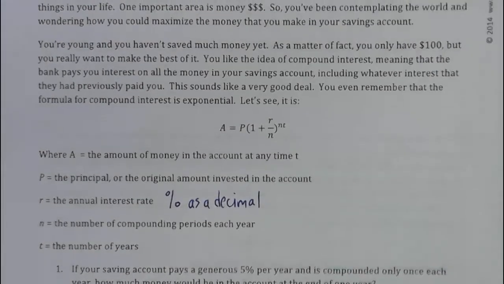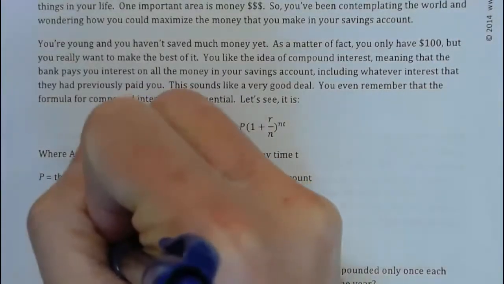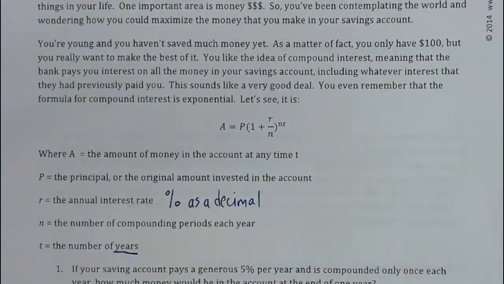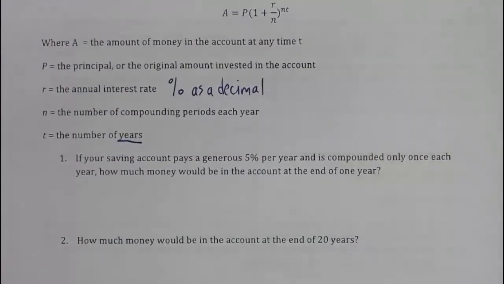And T is the number of years. Something important to note is that if you were talking about only 6 months, you wouldn't put a 6 for 6 months. You would put a 0.5 for half a year. It is important to remember that this is in terms of years. So there's our intro. We're going to look at two example problems based on that formula now. We'll leave that formula up at the top while we work on it.